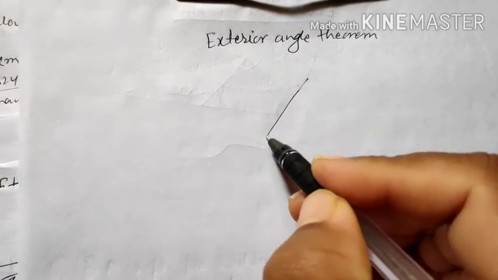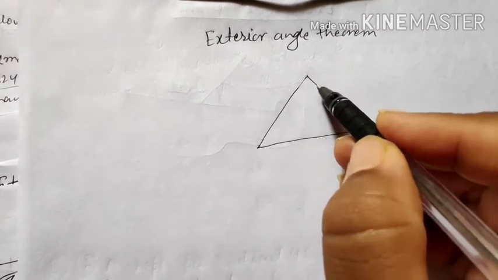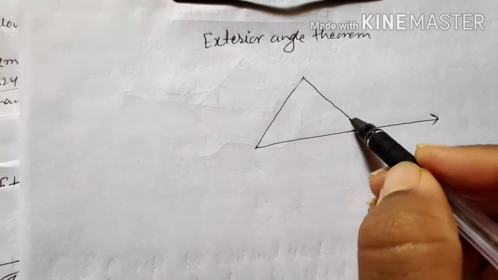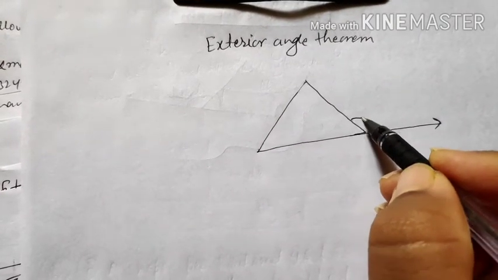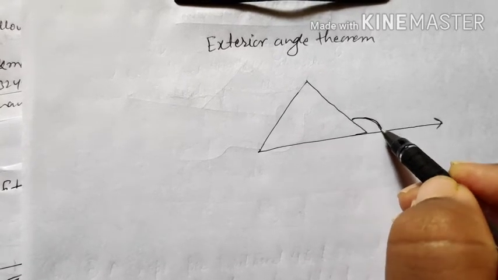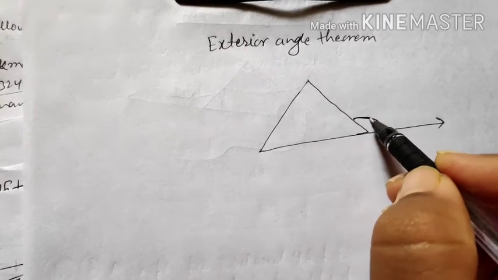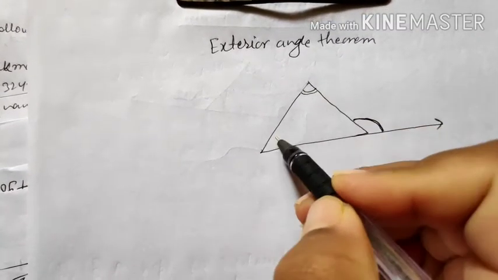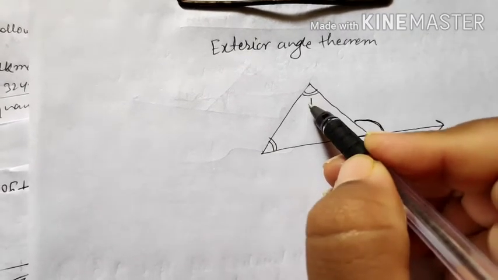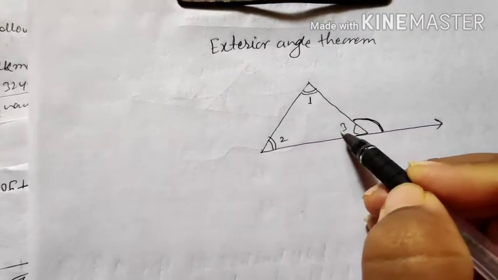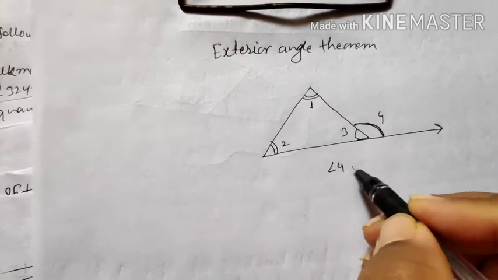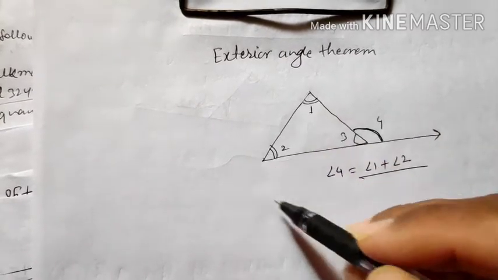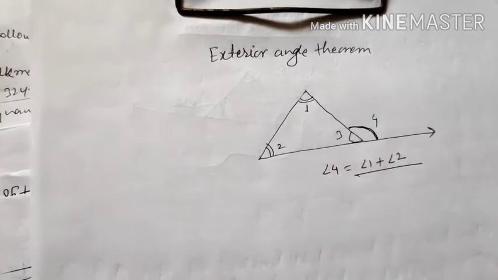In the previous class, we have learned that when a side of a triangle is produced, then the exterior angle formed, the measurement of this exterior angle, equals the sum of its two interior opposite angles. Suppose this angle is 1, this is 2, this is 3 and this is 4. So here angle 4 will equal angle 1 plus angle 2. On this concept we are going to discuss some problems.